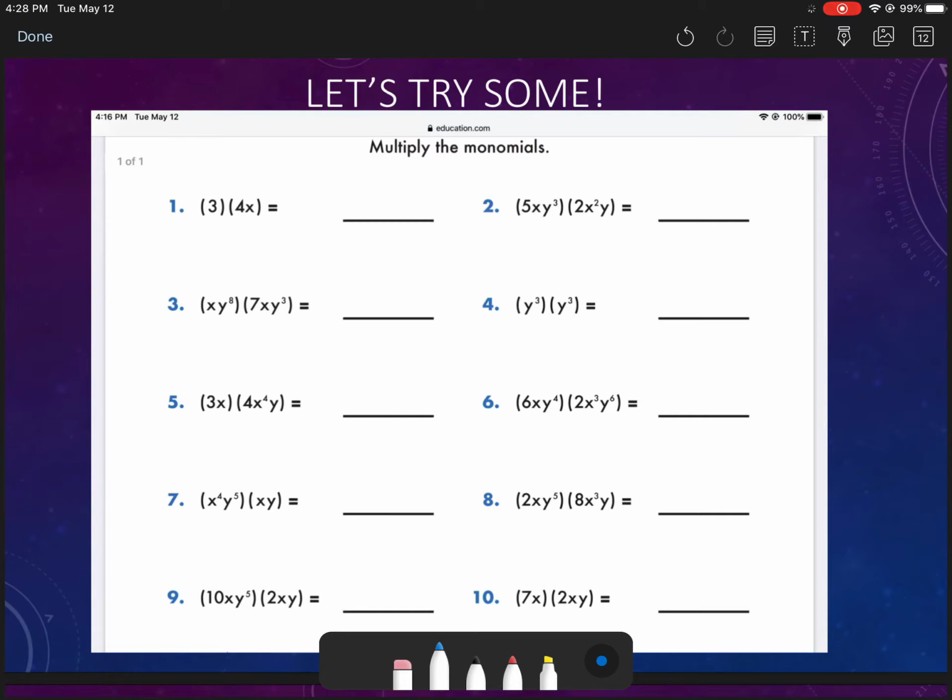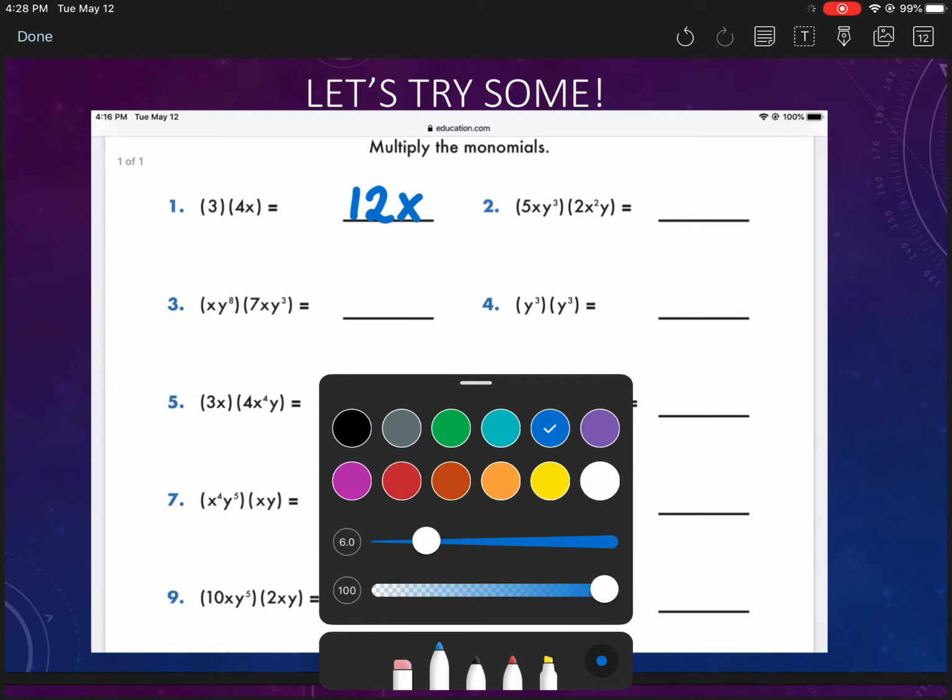First one we have is 3 times 4x. All we're going to do is multiply 3 and 4 to give us 12. And that x stays the same. We don't add anything to the exponents because that's the only x that we have. Number 2, we have 5xy to the third times 2x squared y. Let me just make this a little bit thinner now.